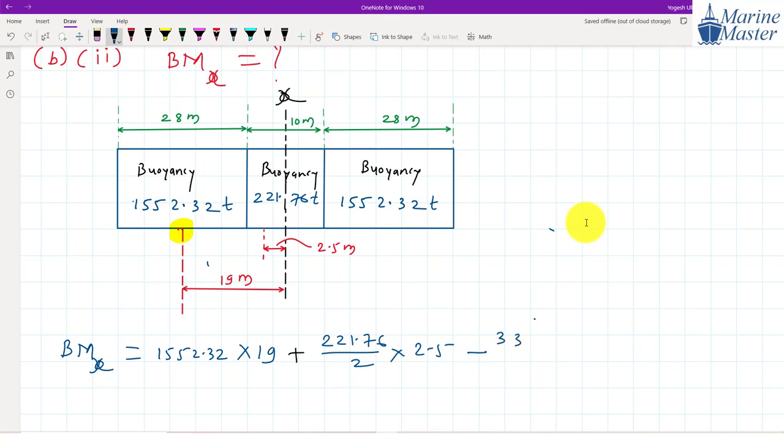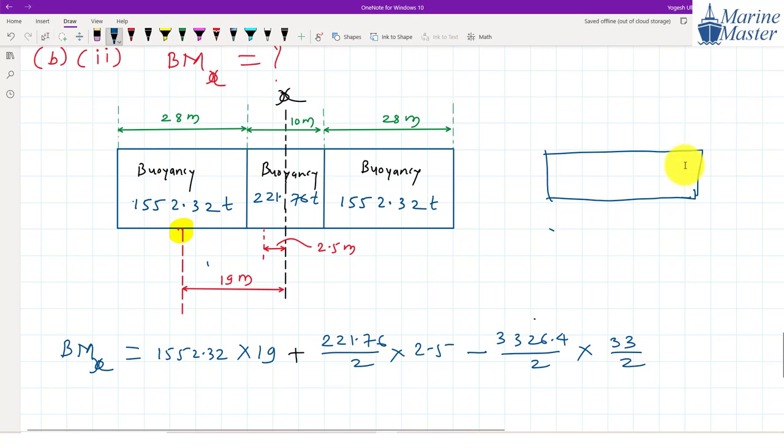3326.4 divided by 2, and it is acting on what? Total length is 66, so 33 by 2 guys. Just imagine that this is the total length of the barge. While considering, we have to see only this half portion. And where will that mass act guys? At the center of the half portion.